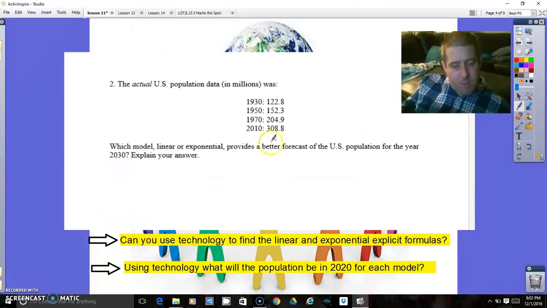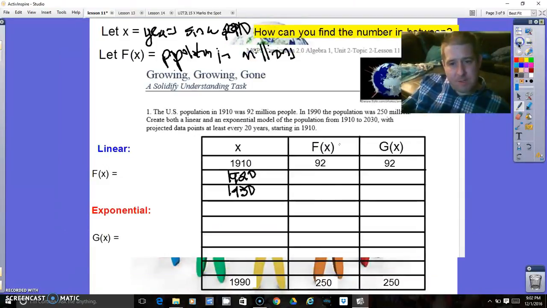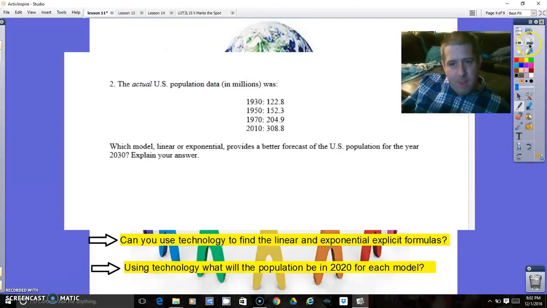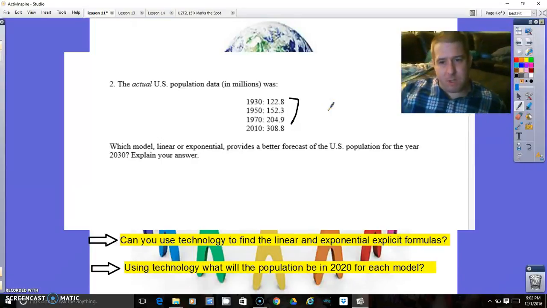All right, so once you've filled out all this information right here, then you can compare the actual data to the predicted data. And when you look at this, you should notice that the real data, because I told you this is all real numbers, should be close to the exponential model because population grows exponentially. It does not grow arithmetically. So that's just the nature of the way the world works. Population always grows exponentially. All right, so it should be a much closer population.